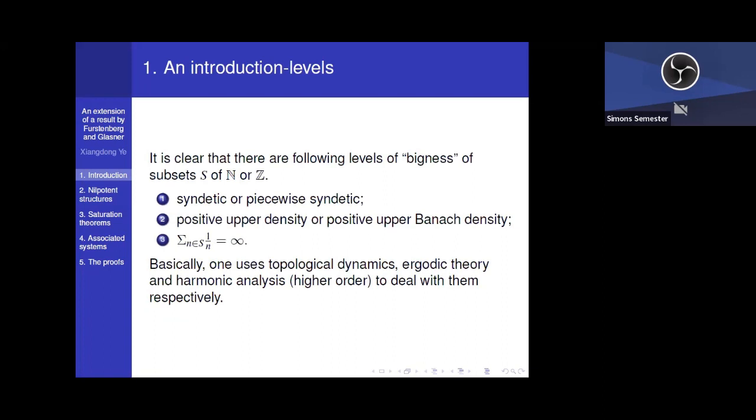So it's clear there are the following levels of bigness of subsets of N or Z. The first one is syndetic or piecewise syndetic. Another one is positive upper density or positive upper Banach density. The third one is the sum being equal to infinity. Basically, one uses topological dynamics, ergodic theory, and higher order Fourier analysis to deal with them, respectively.